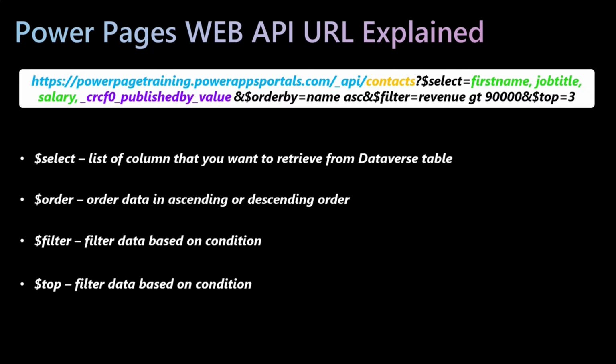And the top is basically, if you want to filter, so it's a typo here. Top is basically used to get the top records. So let's say you want to retrieve the top three records or top five records only. Let's say you are creating a dashboard on Power Pages and you want to show the top 10 opportunities that I'm working on currently. So you can use the top feature for that. So ignore this text here because I couldn't change it. So this is about the web API URL.